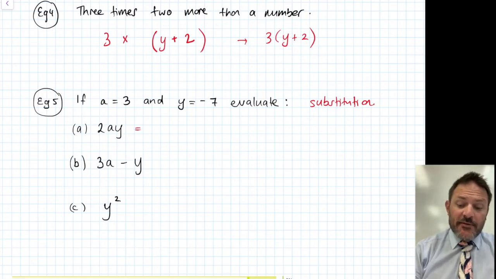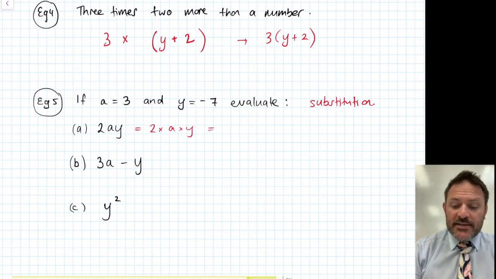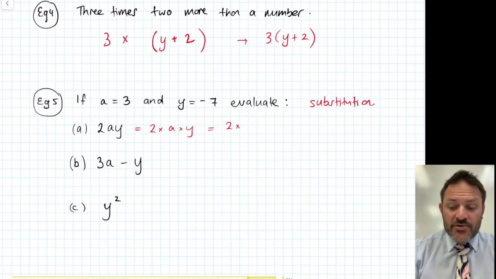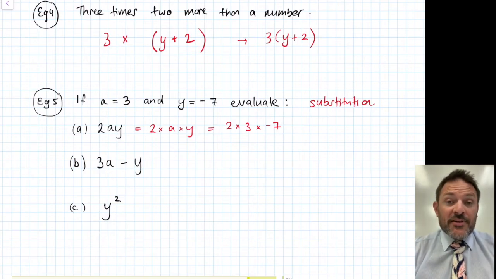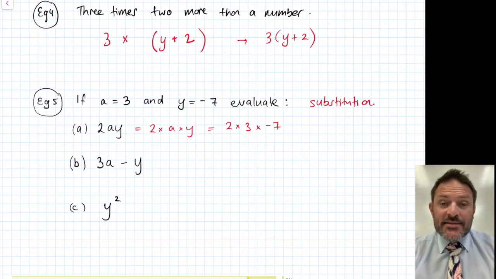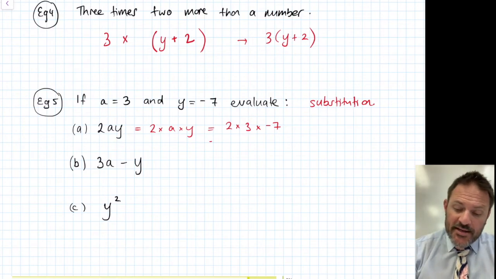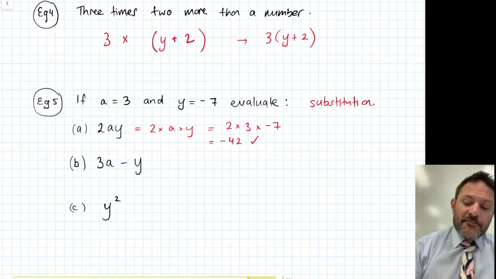In this instance, what we're looking for, we're replacing or substituting the letters with the numbers. So in this case, we have 2 times a times y. So let's replace the a with a 3. So 2 times 3 and the -7 with the y. And I can do it on my calculator or hopefully in your head. 2 times 3 is 6, 6 7s are 42, and it's a negative, so it's a -42.